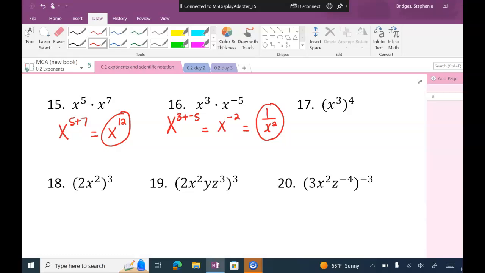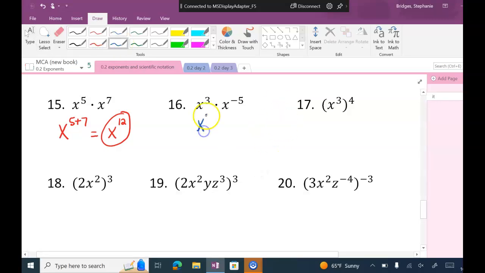Now I'm going to erase this and show you a different way, and it depends on how you see and which one you're more comfortable with as to how you can do it. Okay, so let me erase. We know what the answer is supposed to be. But another way we can do this is we can keep that x to the third, and we can rewrite x to the negative fifth as 1 over x to the fifth. And then we would multiply straight across. So x to the third over x to the fifth.